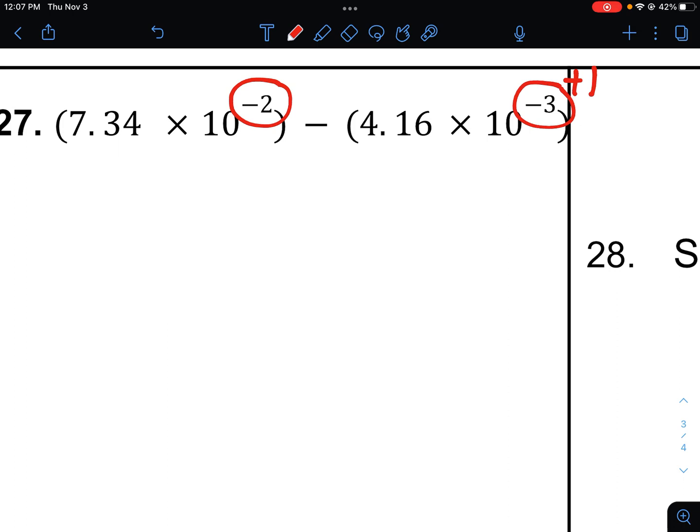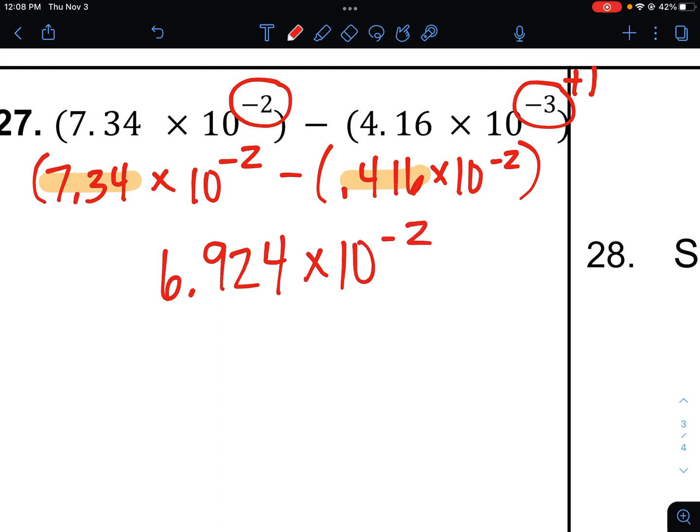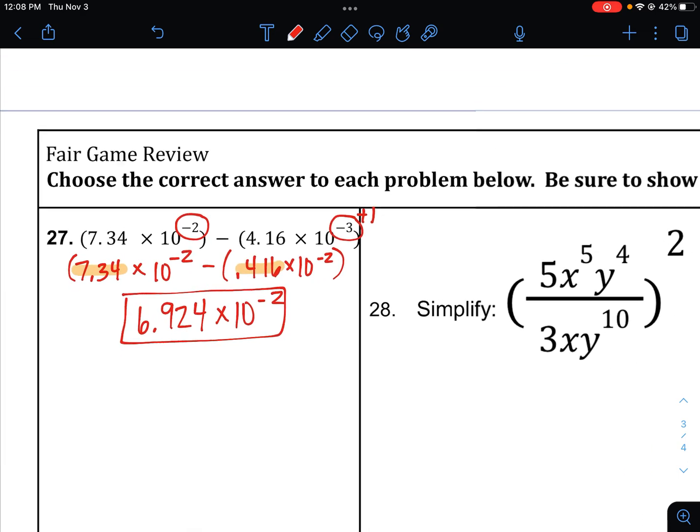When it gets larger, it's going to go to the left, so this is going to be 0.416 times 10 to the negative second. The other one's going to stay the same. Then we take our factors and we subtract them. So 7.34 minus 0.416, and I get 6.924 times 10 to the negative second. This factor is between 1 and 10, so I can leave it.